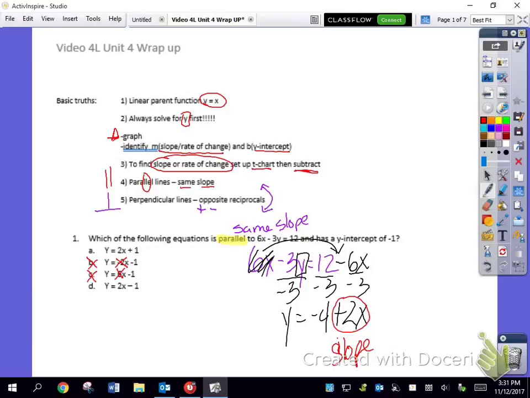Now, the other thing is, it says I want a y-intercept of negative 1. This is a y-intercept of positive 1. This is a y-intercept of negative 1, so it has to be d.